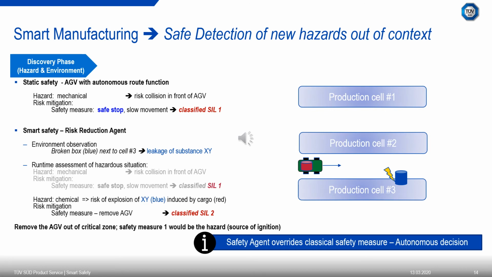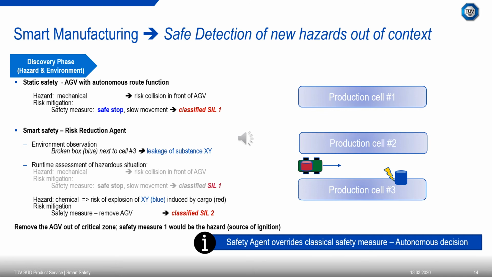Smart safety has more information because the environment is observed, and the smart safety agent knows that the blue box has some leakage. Some substances are coming out, could be a powder, could be something different. On the other side, the smart safety agent understands that the red box on the HUV could become a source for ignition of this situation.